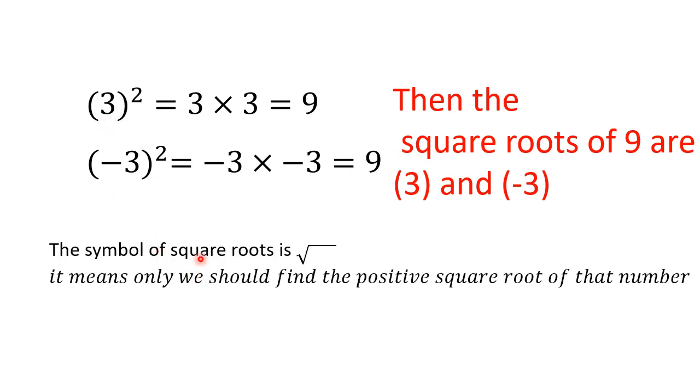Now, the symbol of square roots is the radical, but here's a tricky thing. Whenever we have a radical, it means that we only need the positive square root, except for radical 0, which is 0. But for all other numbers, radical of a number means we only need the positive square root. So radical 9, we only write 3, and we do not write negative 3. The square roots of 9 are 3 and minus 3, and radical 9 means we only need to find the positive square root, which is 3.